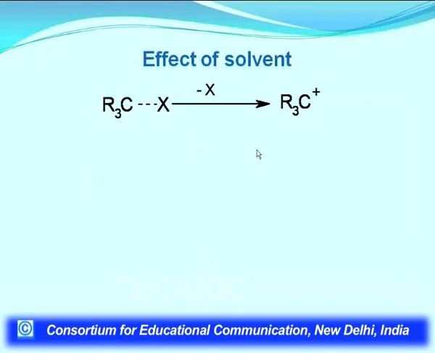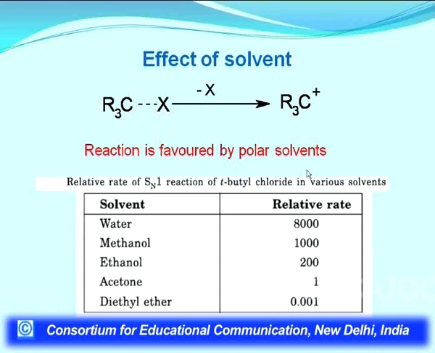Then the effect of solvent. As I said before, this bond gets polarized and ultimately is cleaved due to the polarity of the solvent. So, this reaction is favored by polar solvent. Here is again a comparison of rate in different solvents for a reaction of tertiary butyl chloride, where we studied this SN1 mechanism. The solvent was water, methanol, ethanol, acetone and diethyl ether. As you move down this series, what we find is that their polarity is decreasing.